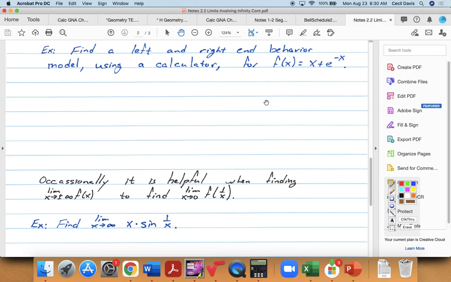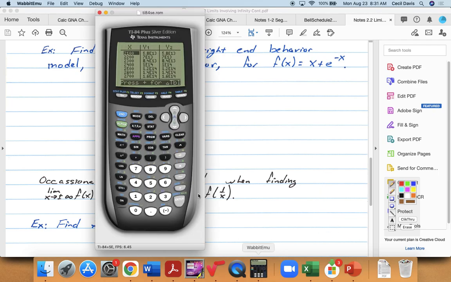All right, so now let's take a look at this one. Find a left and right end behavior model using a calculator for f of x equals x plus e to the negative x. All right, so let's go back to y equals and let's clear these things out. And let's take a look at what x plus e to the negative x looks like.